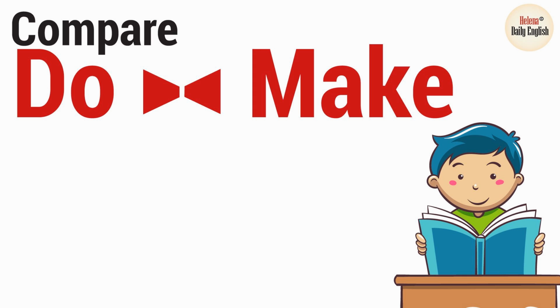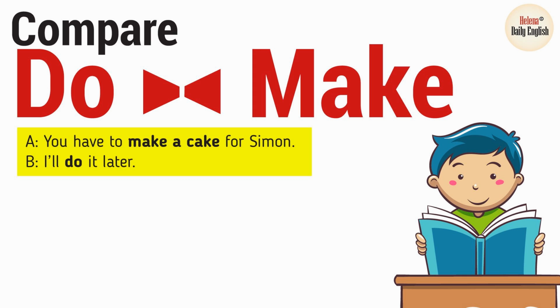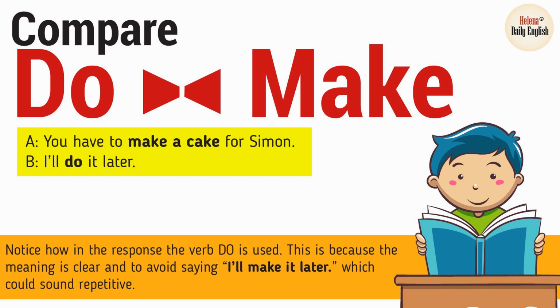Compare do and make. A. You have to make a cake for Simon. B. I'll do it later. Notice how in the response the verb do is used. This is because the meaning is clear and to avoid saying, I'll make it later, which could sound repetitive.